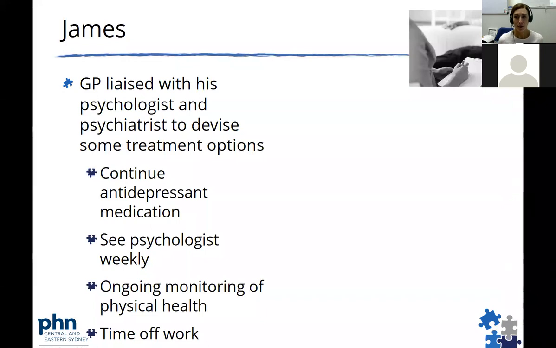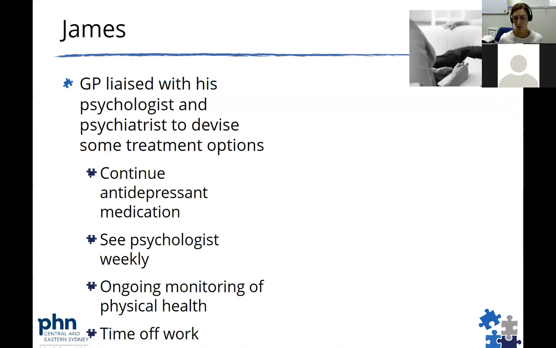So James's GP contacted his psychologist and psychiatrist to devise some treatment options. After presenting various options to James, it was decided that he'd continue with his current antidepressant medication, and this was working pretty well so far. He would see his psychologist weekly and receive regular ongoing monitoring of his physical health from his GP. Particular attention was paid to his liver function, respiratory health, and blood pressure. So despite a few lapses, James progressed pretty well through treatment. Initially, he had some trouble abstaining from both alcohol and oxycodone, but eventually he stopped drinking and reduced his oxycodone use.